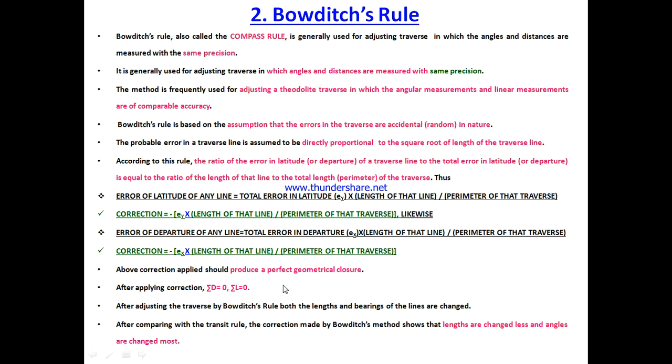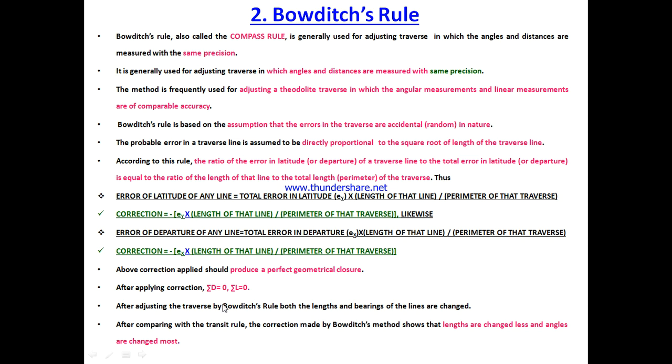Now, the correction applied should produce a perfect geometrical closure. If the geometrical closure is 0 after applying this correction, then we can say that we have adjusted our traverse properly. It means after applying the correction, we will get summation of departure equal to 0 and summation of latitude equal to 0. Now you know what L is. The latitude is calculated by L cos theta, while the departure is calculated by L sin theta.